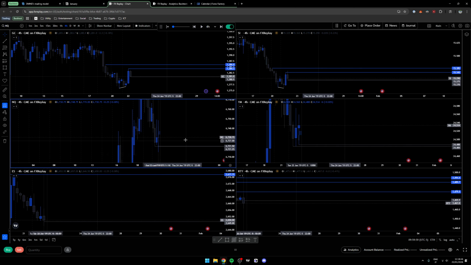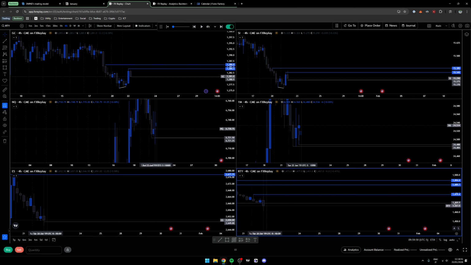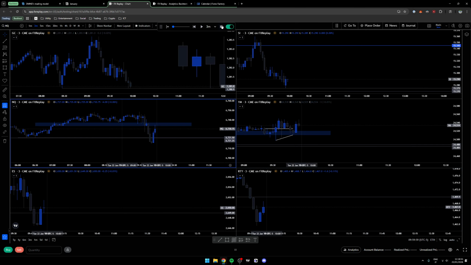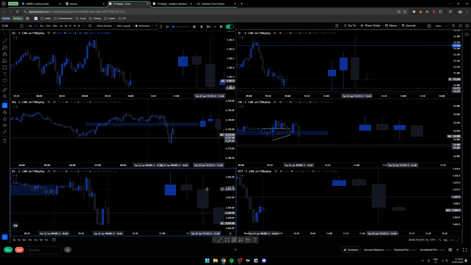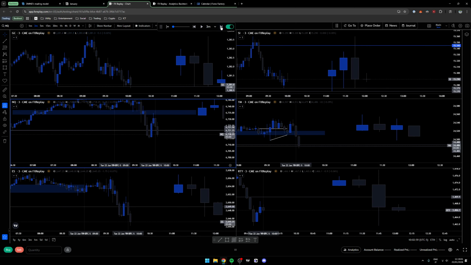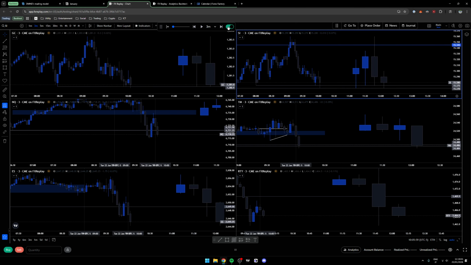Actually, here it's looking pretty good framework, because they took out this low. So trade slow first. Let's see if we can hold this gap. Ideally, we do. Okay, we don't. Alright, so these houses will just hit this 4 hour.